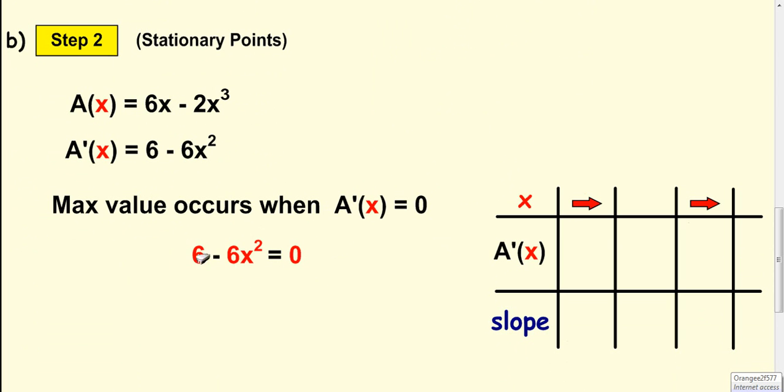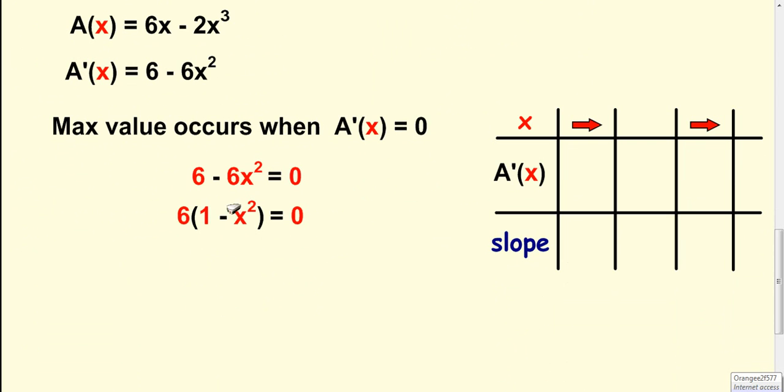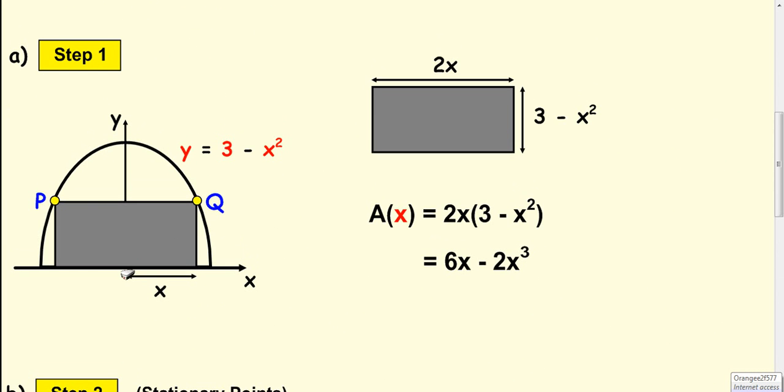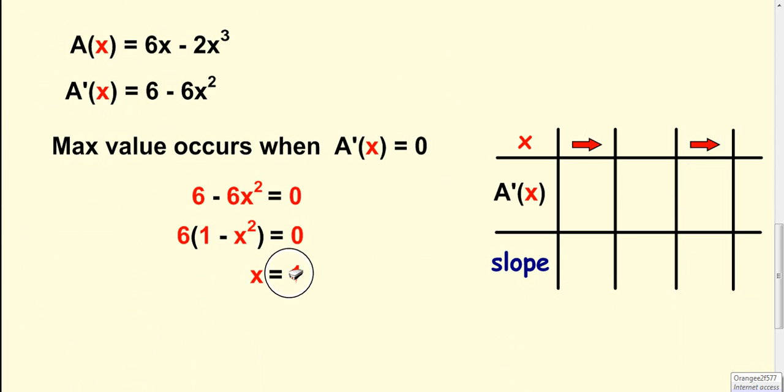Factorise this side, so you can see a common factor of 6 comes out of this. 6 times 1 makes 6, and 6 times x squared is 6x squared. And to make the bracket equal to 0, x would need to be 1, because 1 take away 1 squared is equal to 0, or negative 1. But since we're talking about values that are lengths of rectangles, we would never have a negative value. You would never get a negative length. So you can only use positive values here, so x would need to be 1.